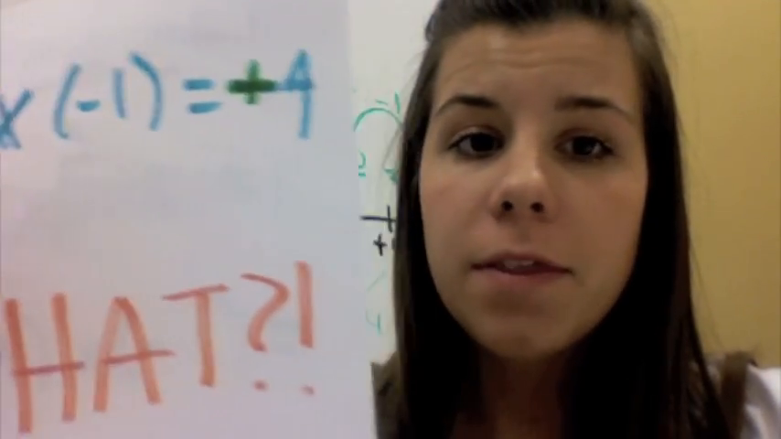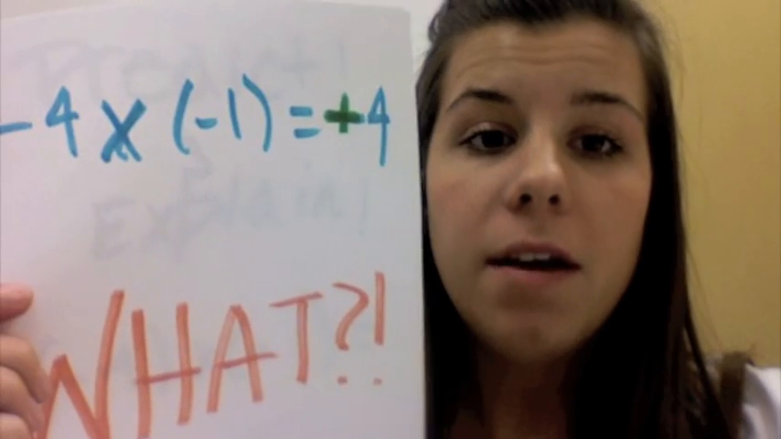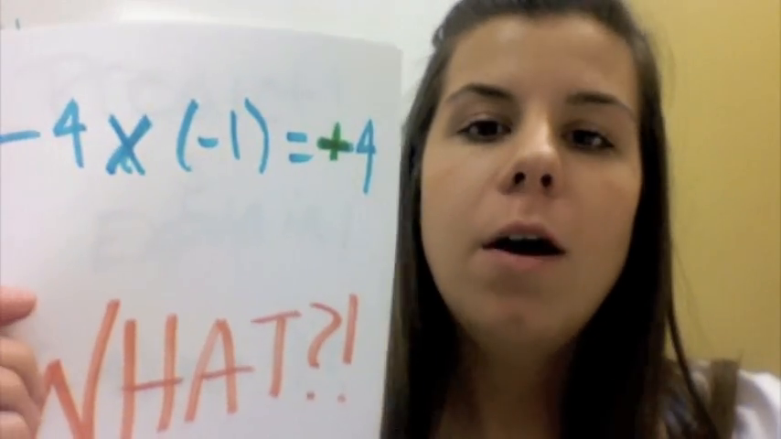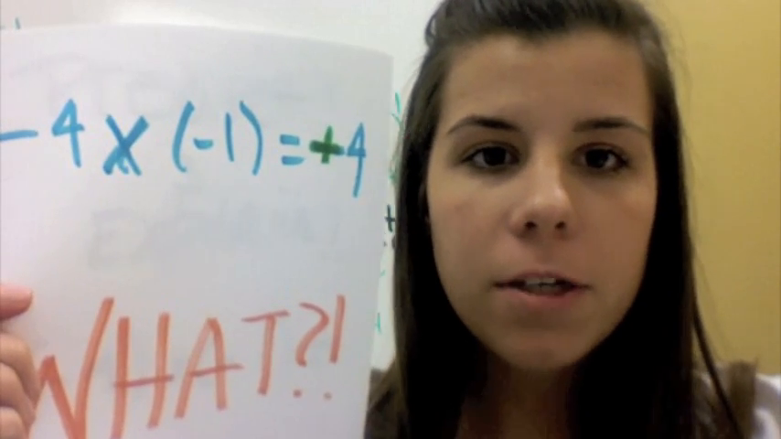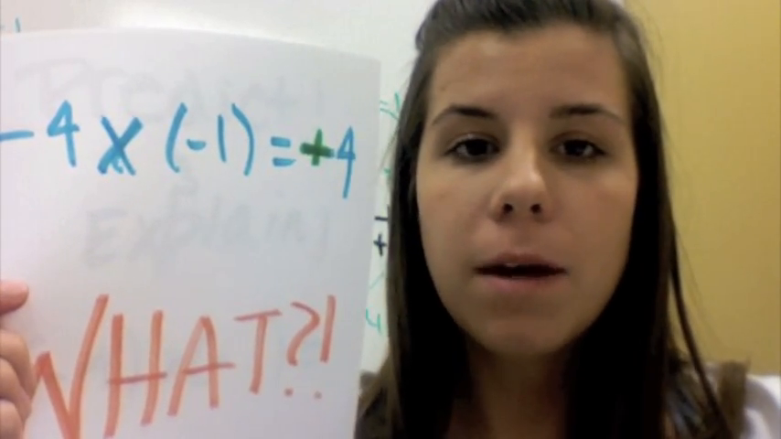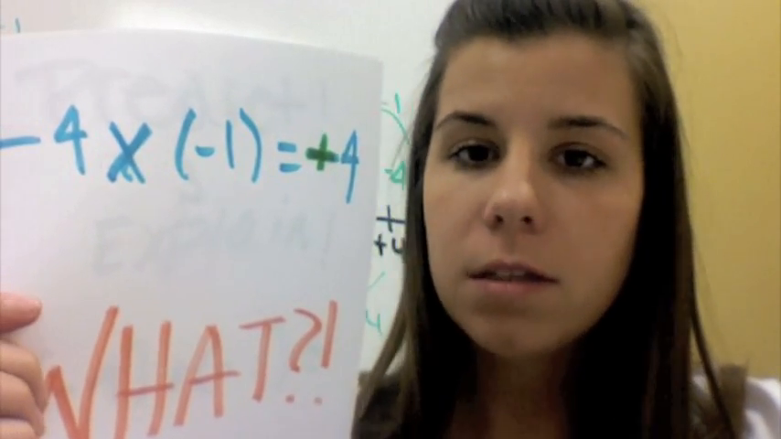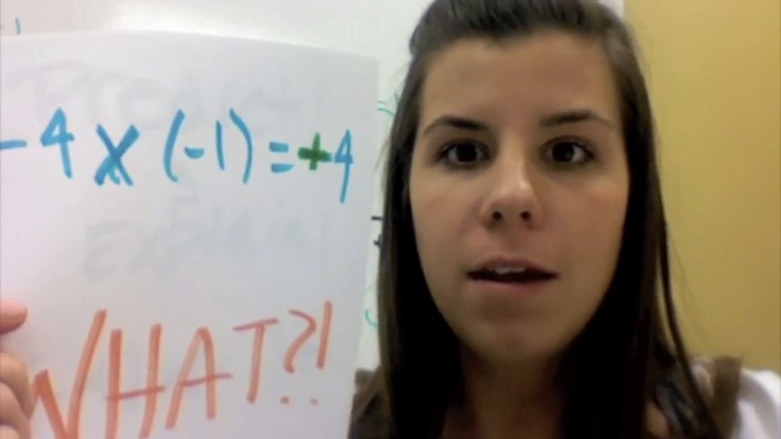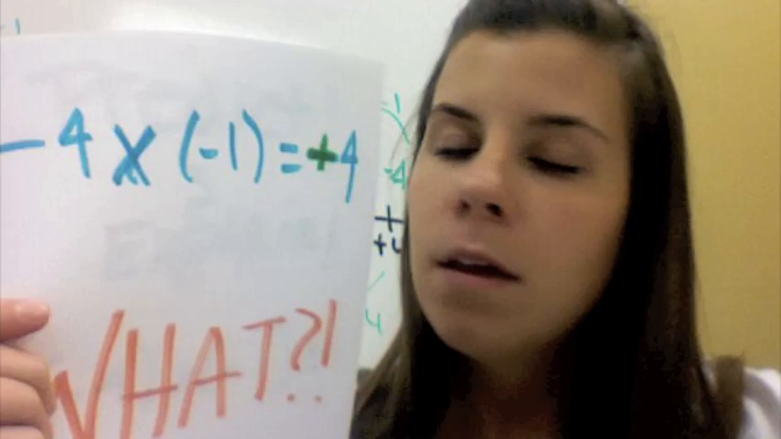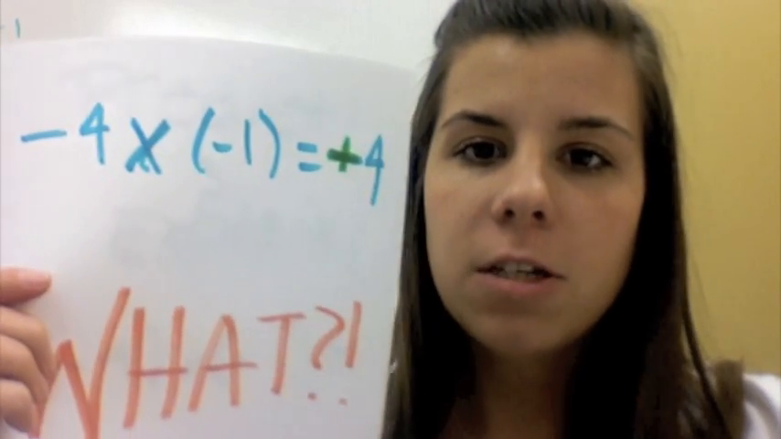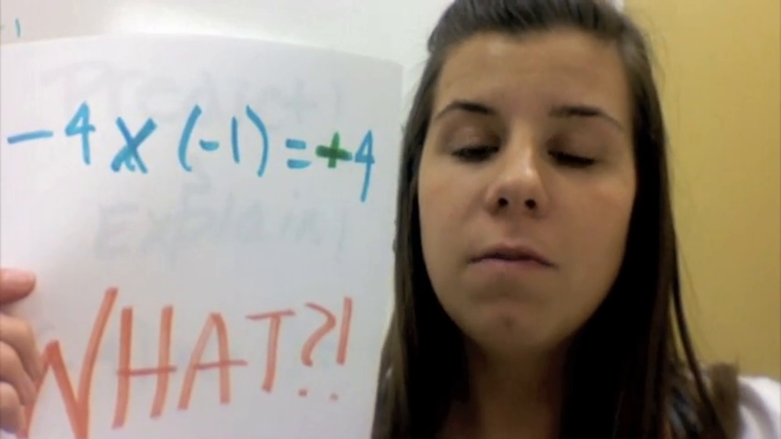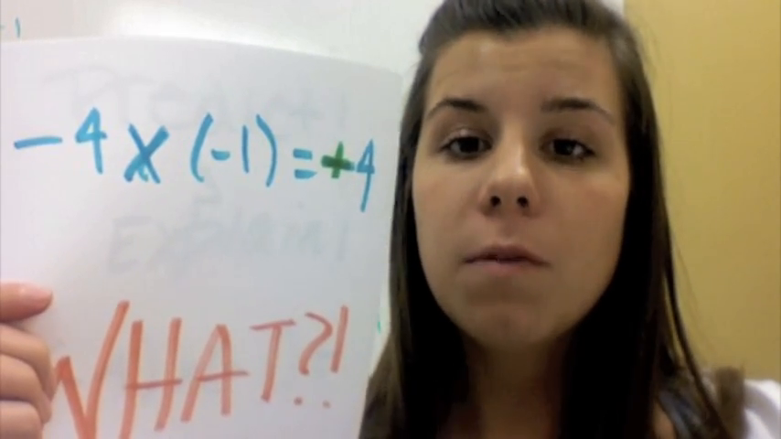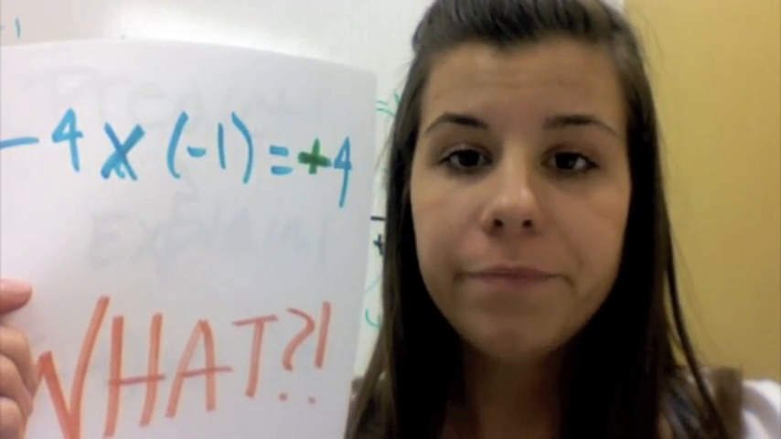So maybe some of you got this and maybe some of you didn't, but -4 times -1 is +4. What? How are two negatives multiplied by each other positive? Didn't we learn before that a negative plus another negative number is a negative answer? Nope, not with multiplication, folks. A negative number multiplied by another negative number will give you a positive answer.